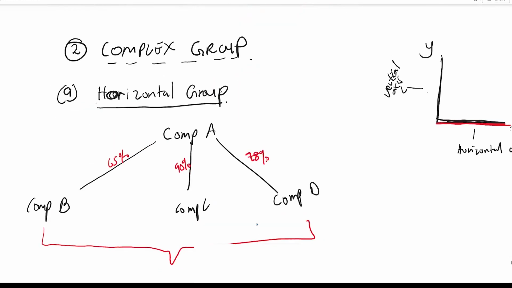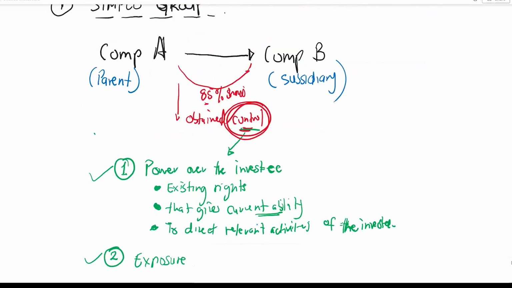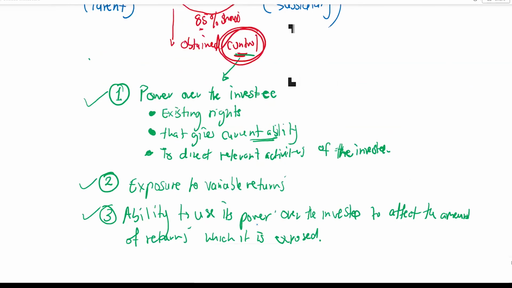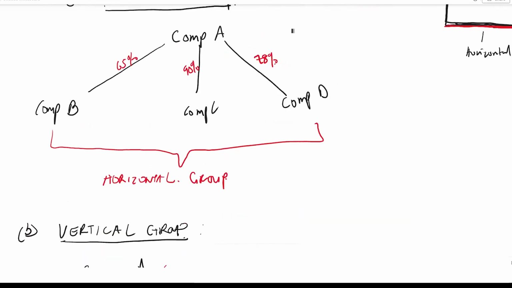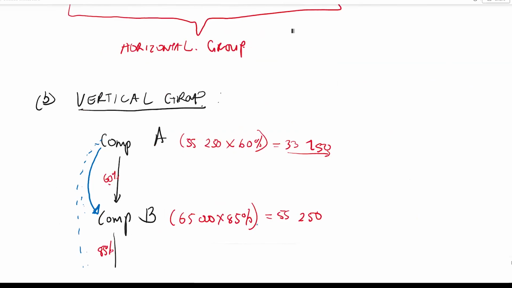So complex groups are divided into three. A simple group is just where you have one parent and one subsidiary. When you start with groups, they start you with simple groups, but as you go further, you then begin to be introduced to complex groups. So that's how it works, guys. That is business combination.